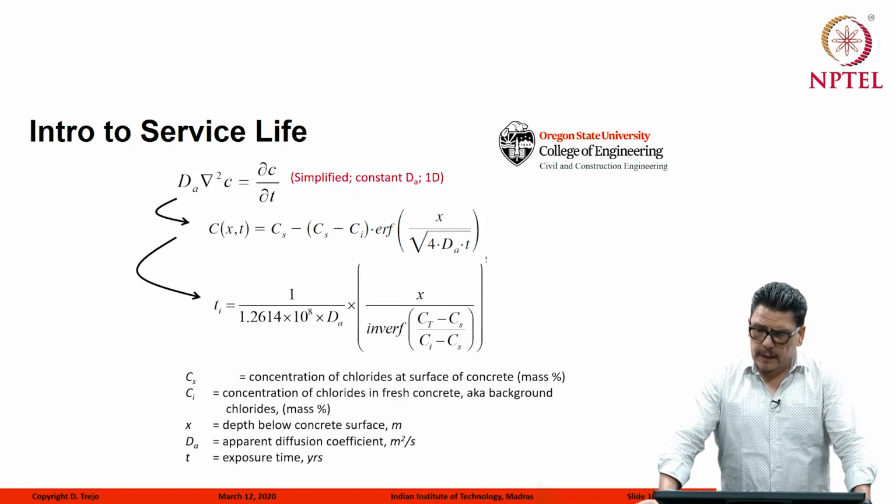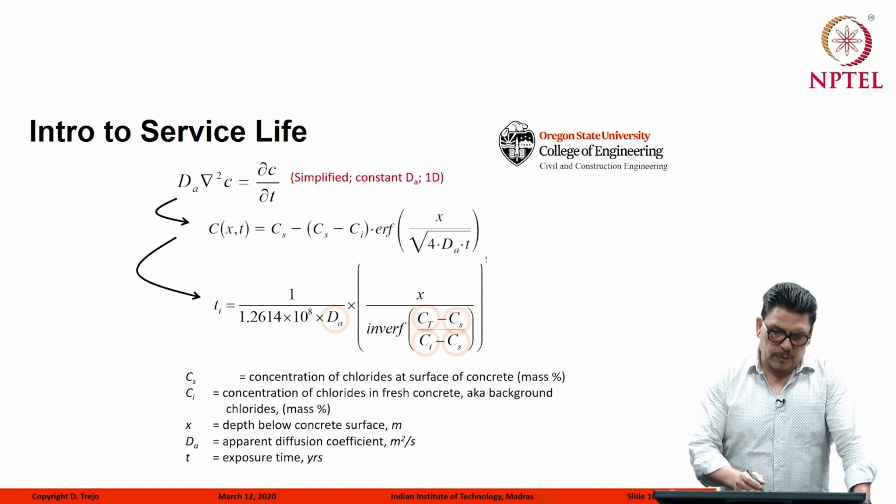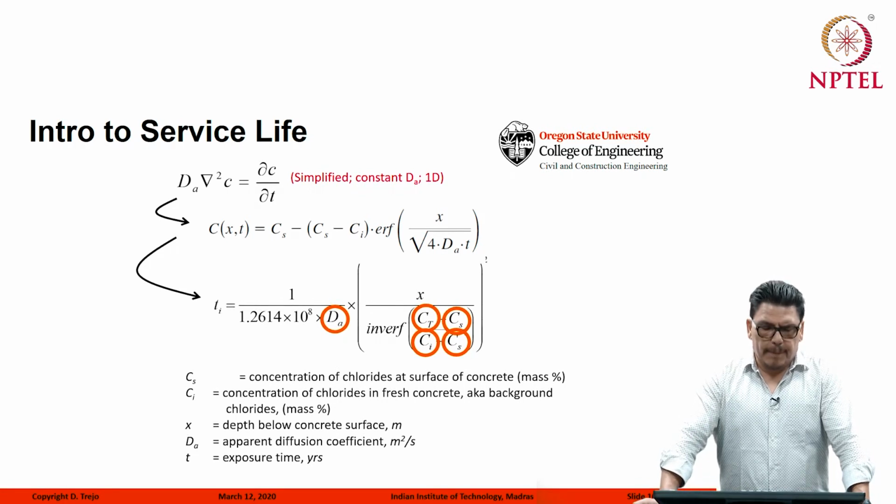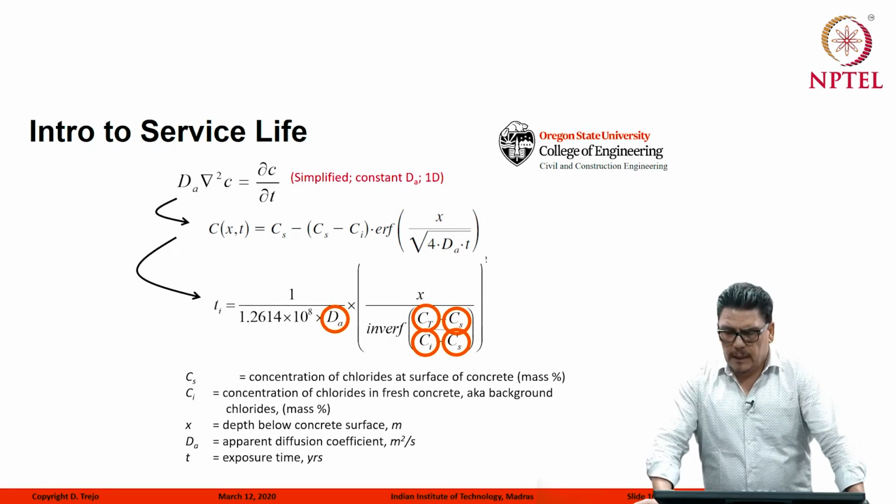Now there's four key variables that I wanted to talk about, and I'm going to show them to you here. Those are the variables: the apparent diffusion coefficient, the critical chloride threshold, the admix chloride content (Ci), and the surface chloride concentration. Those are the ones that I'm going to talk about today.